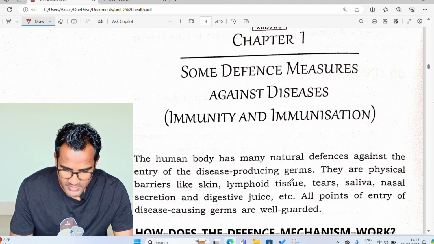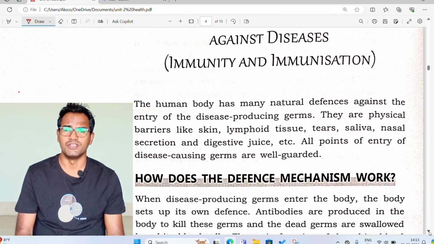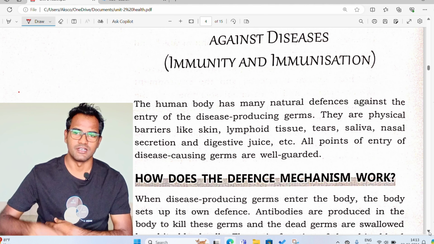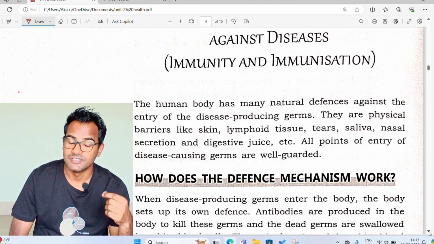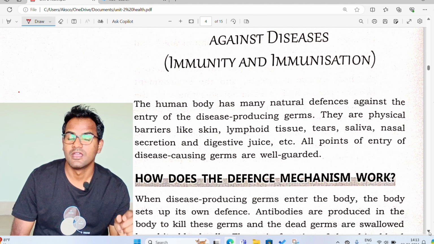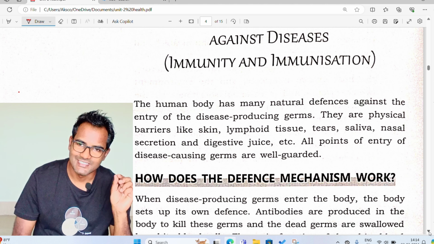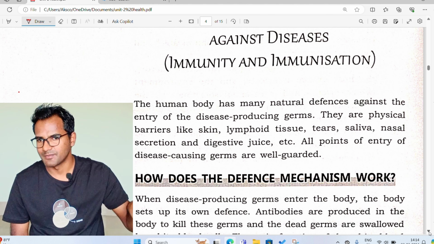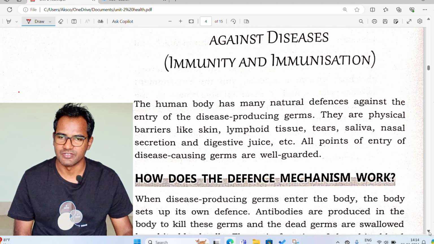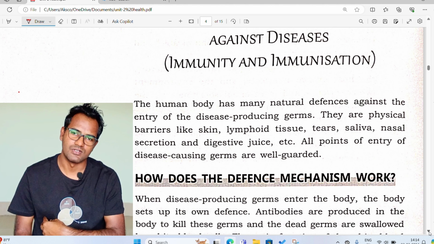Then we have digestive juices. So we know that we have our stomach on this side, right? On the left side we have our stomach. Our stomach secretes the digestive juices along with hydrochloric acid, right? Suppose the food we are eating is contaminated by microorganisms, bacteria. If we eat it, it goes into our stomach, right?